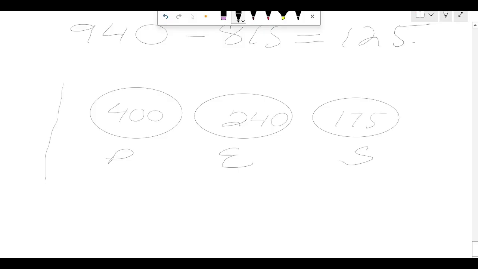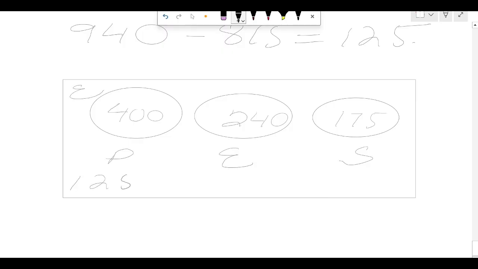Now I'll draw the universal set too. So this is the universal set. I'll write the symbol and then I'll write 125 outside of these three sets to indicate that these were the children that weren't in primary, elementary, or secondary school.